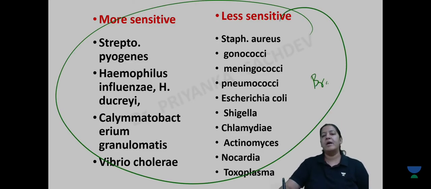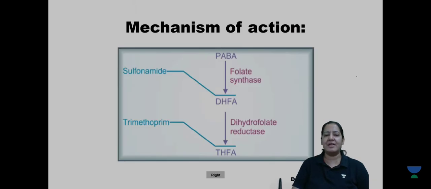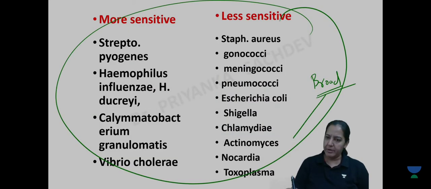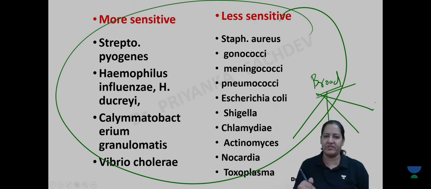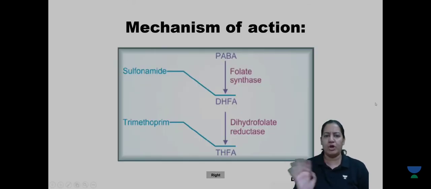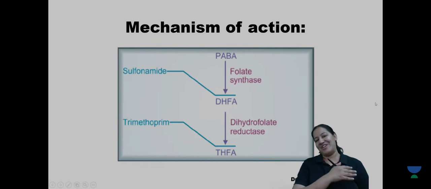They are broad spectrum. I mean, they act against all. They act against gram-positive cocci, gram-negative cocci, gram-positive bacilli, gram-negative bacilli. Don't learn individual bacteria. According to me, there will be no question on that. Coming on mechanism of action. Listen, what they do. Listen now.